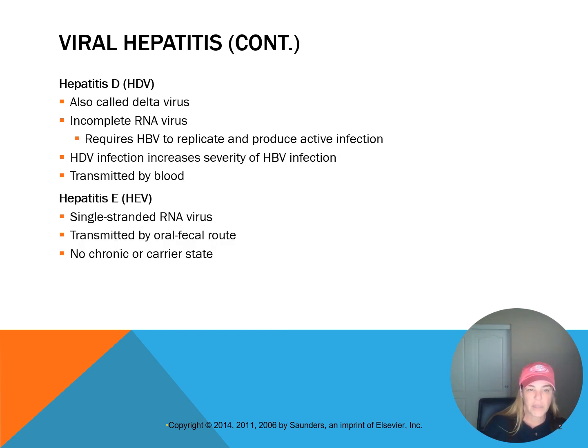Hepatitis D, Delta virus. It has increased severity and is transmitted by the blood. You don't see this as often. And then you have hepatitis E, which is transmitted through the oral-fecal route. It does not have a chronic or carrier state, so it's acute and self-limiting.